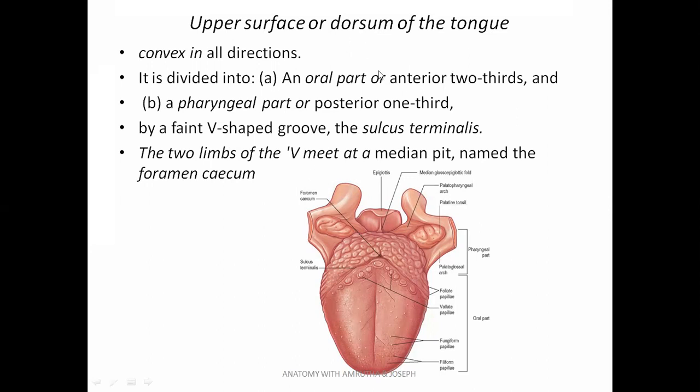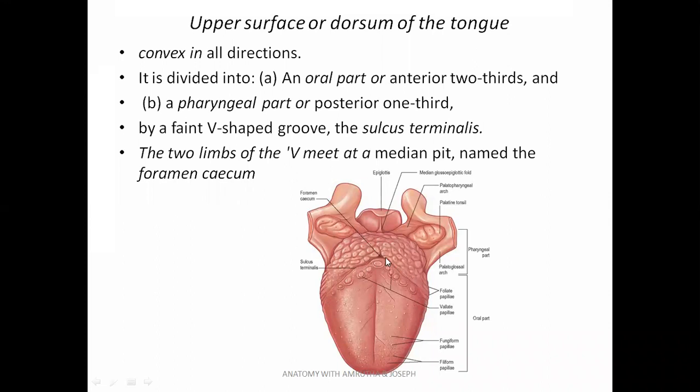Upper surface or dorsum of the tongue. So what we can see here is the dorsum of the tongue. It is convex in all directions, and it is subdivided into the oral part, which is the anterior 2/3, and the pharyngeal part, which constitutes the posterior 1/3 of the tongue. It is demarcated by a V-shaped sulcus called the sulcus terminalis.